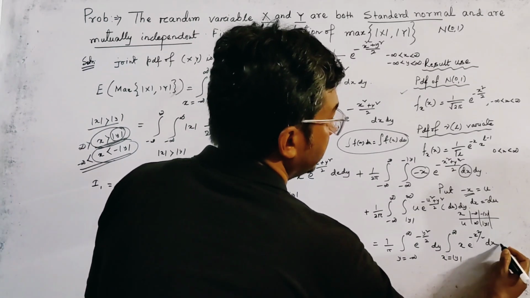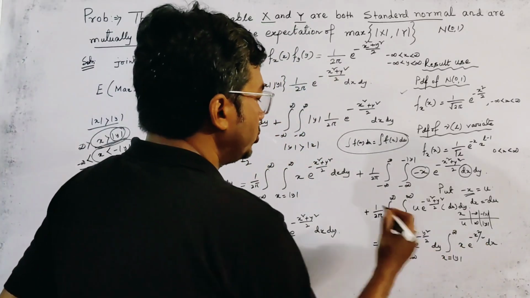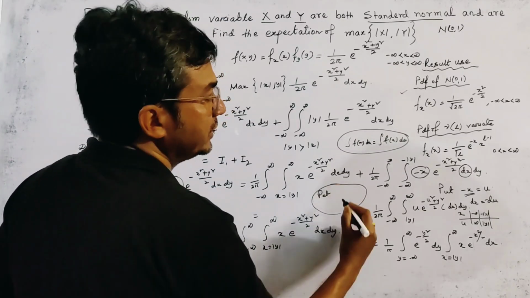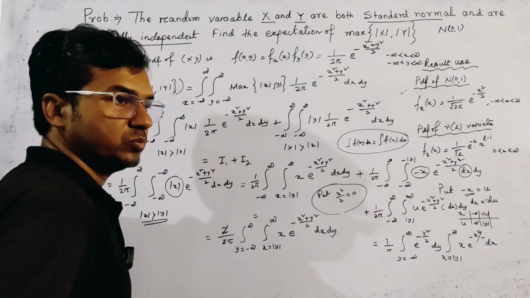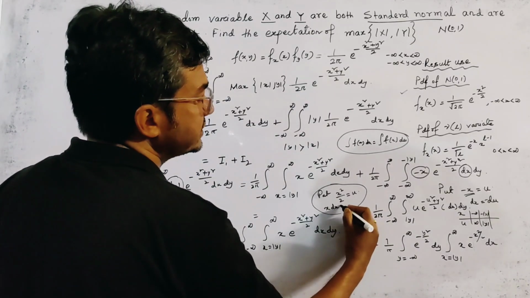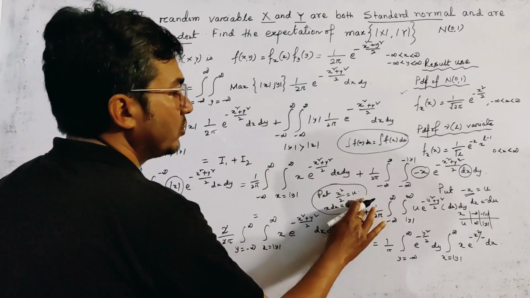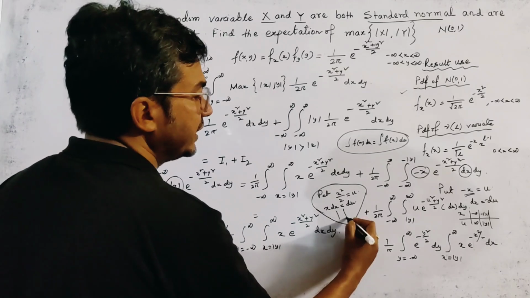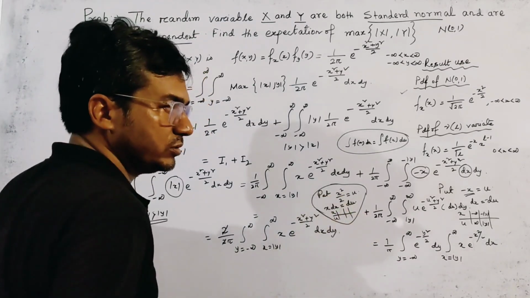Right? Now we put here x square by 2 equal to u. Okay, so we get x dx equal to du, and now we change the range of integration. The range of integration becomes, this is x and this is u.